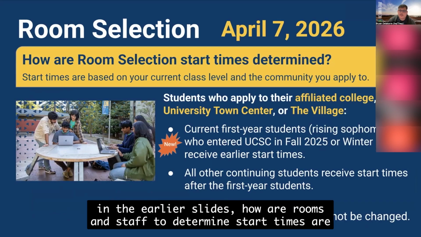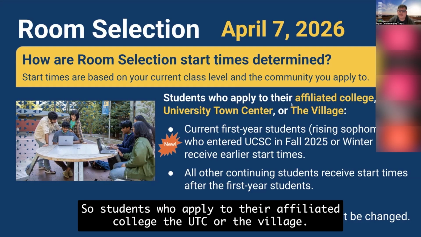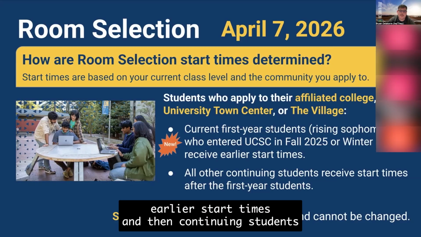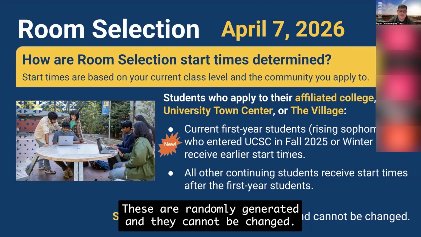So as mentioned in the earlier slides, here is how room selection start times are determined. Start times are based on your current class level and the community you apply to. So students who apply to their affiliated college, the UTC or the village. As a reminder, current first years or rising sophomores will receive earlier start times, and then continuing students will receive start times after the first year students. These are randomly generated and cannot be changed.